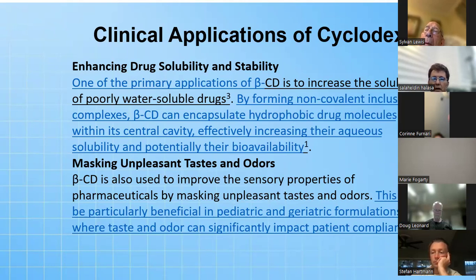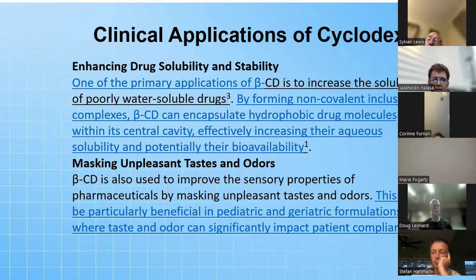The good thing when we are forming compounded formulations for drugs: some of them taste nasty and smell nasty, right? Like cysteine, for example, NAC, they smell like eggs. Using cyclodextrin will mask that smell and taste, which is a good thing for masking the flavor, in other words, the unpleasant taste and odor of the drug.